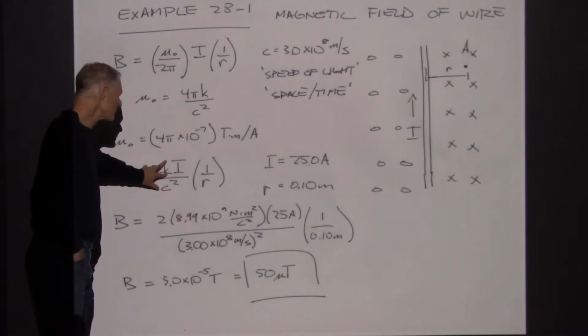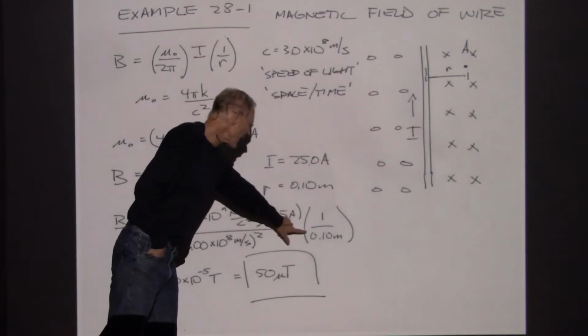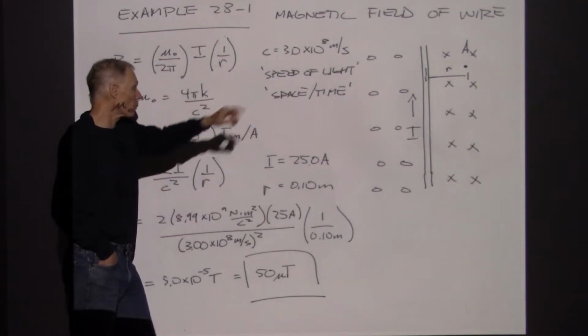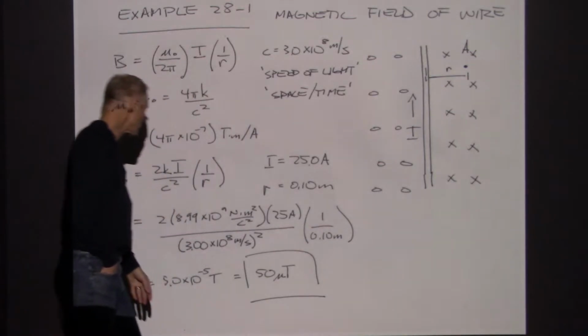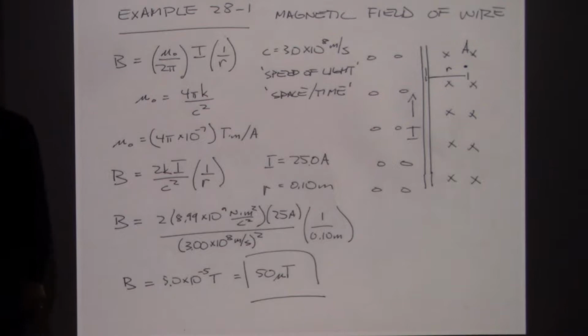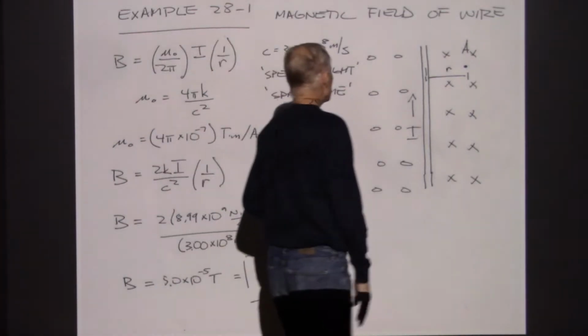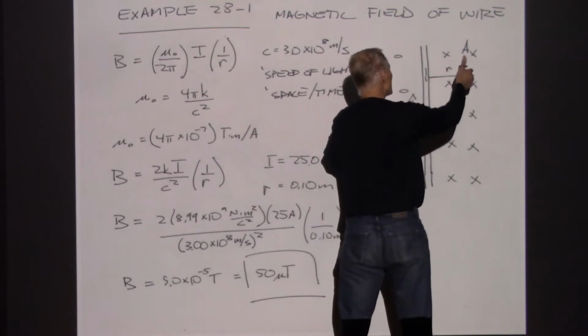So anyway, 2 times k, the current that they gave us for this was 25 amps. The distance away from the wire that we're looking at is 10 centimeters. And when I did all the calculations, I ended up with 50 microtesla. Now what direction is that in? The direction is going to be into the page.